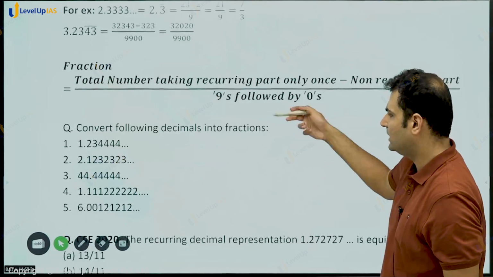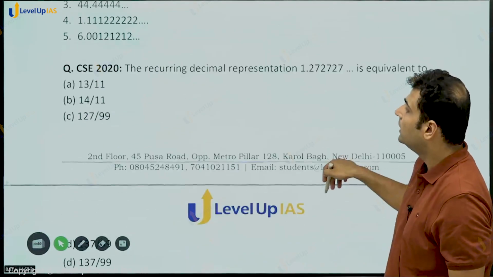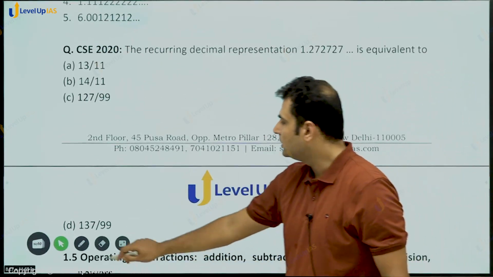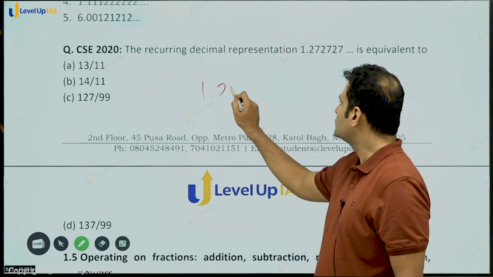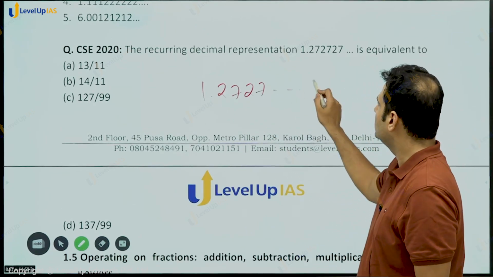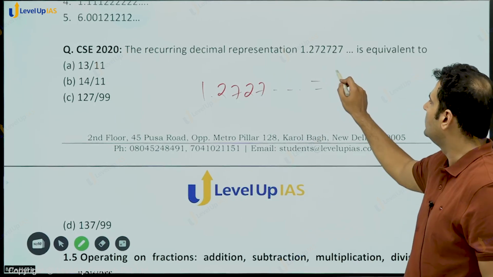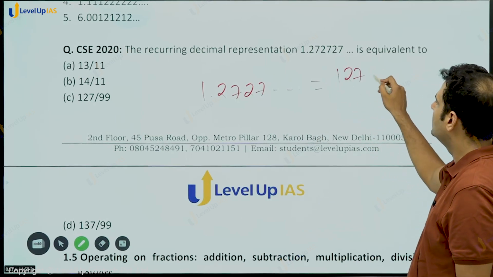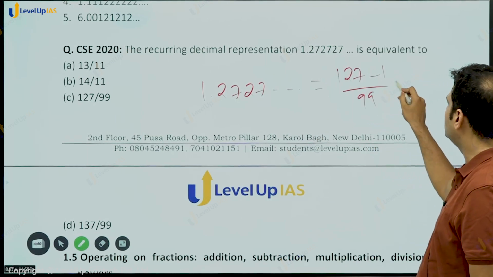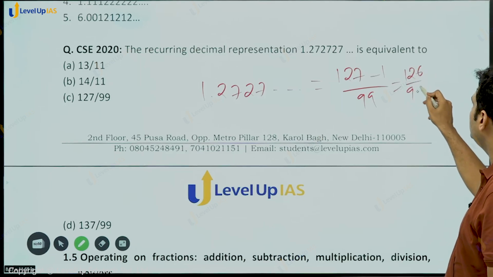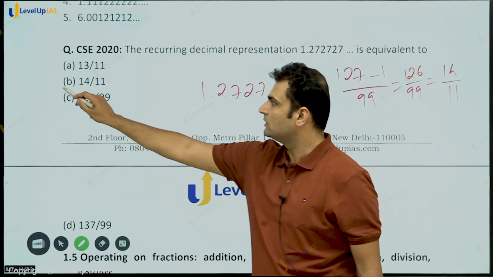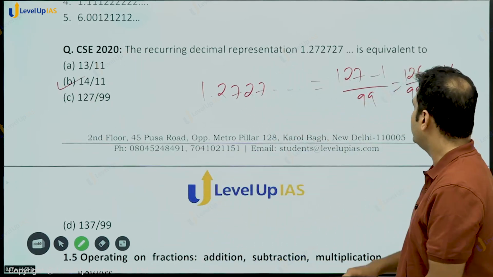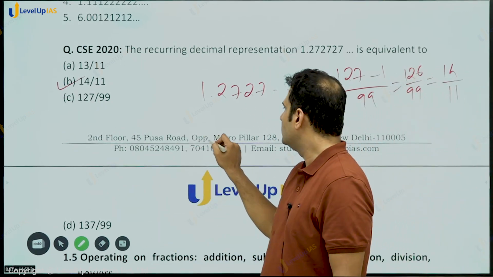Now this is just an exercise for you guys, you can do this, and this was asked in CSE 2020. If you know these things, you can simply do this. देखो, 1.272727 ऐसा है, तो by our working rule what will it be? It will be 127 minus 1 divided by 99. It is 126 by 99. If you divide by 9, it is just 14 by 11. So answer is B. और अगर ऐसा नहीं करना है तो क्या करोगे?